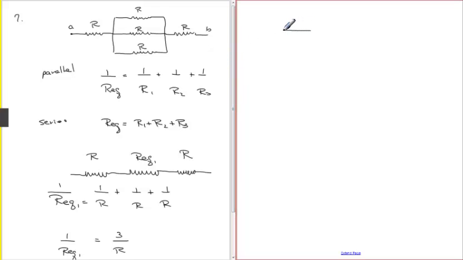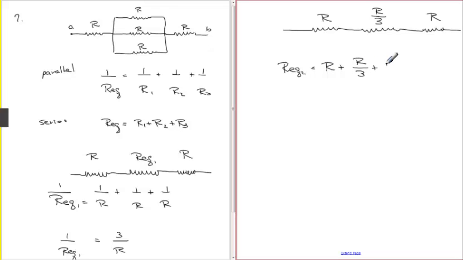Okay, so now what we have is two real resistors and one equivalent resistor. The two real resistors have resistance R, and the middle resistor has an equivalent resistance of R over 3. Now that we have these three in series, we just add them together. So we'll call it REQ2, which is just going to be R plus R over 3 plus R. This is going to be 3/3 plus 1/3 plus 3/3. That'll be 7/3, so it'll be 7/3 R as the equivalent resistance for this original circuit. So we can replace those five resistors with one resistor, which will have a resistance of 7/3 R.